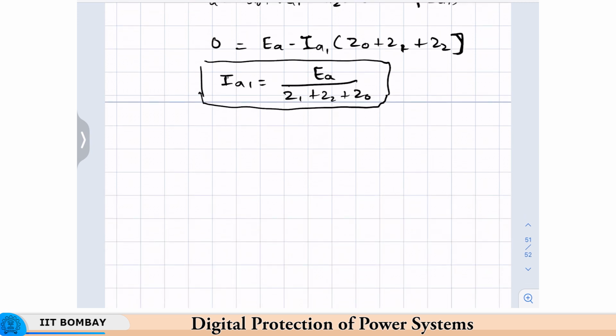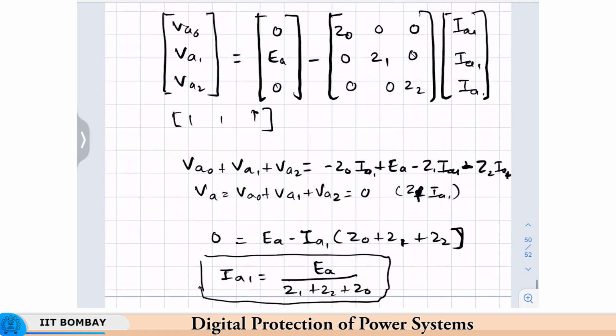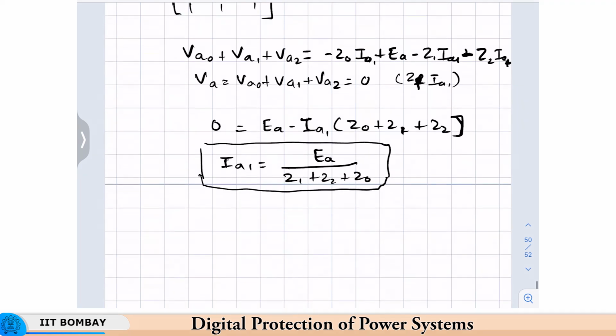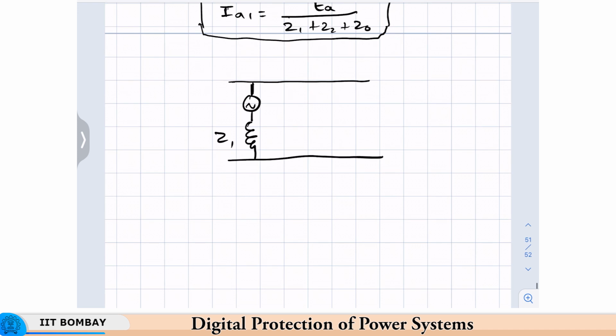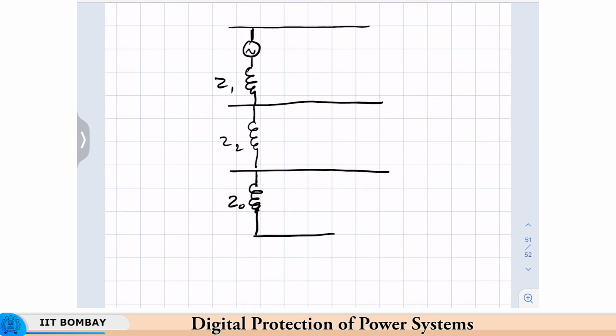Now, what does it suggest? This one as well as these, the fact that the sequence currents are equal, suggests a series connection. So, if this is your reference bus for the positive sequence, what you will get is Z1, this is the reference bus for the negative sequence, this is Z2, this is the reference bus for the zero sequence, then you get Z0. Okay, and then this is connected to the fault, and you have I1 flowing here.